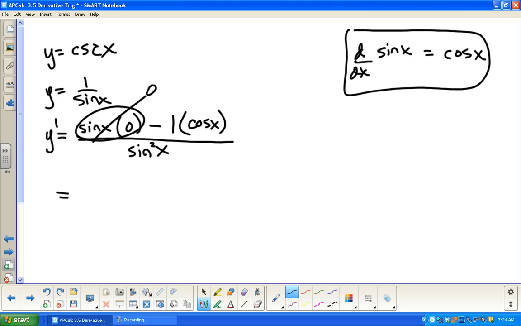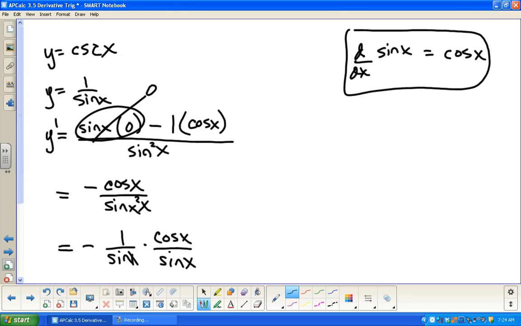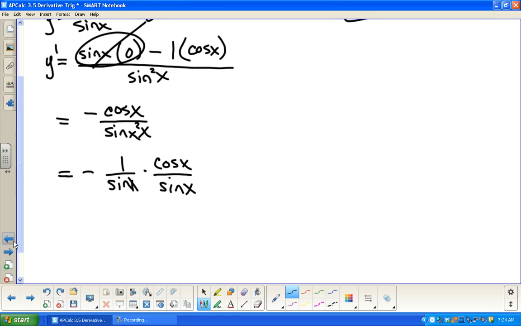This whole thing obviously is 0, so I have a negative cosine x over sine x, I'm sorry, sine squared x. Well, that's not terribly exciting. I'm going to rewrite this, and you may decide that you don't like the form that I'm going to write it in, but I'm still going to do it. And I'm going to write the negative out in front. I'm going to write 1 over sine times cosine over sine. And so that can be written then as negative cosecant and cotangent.